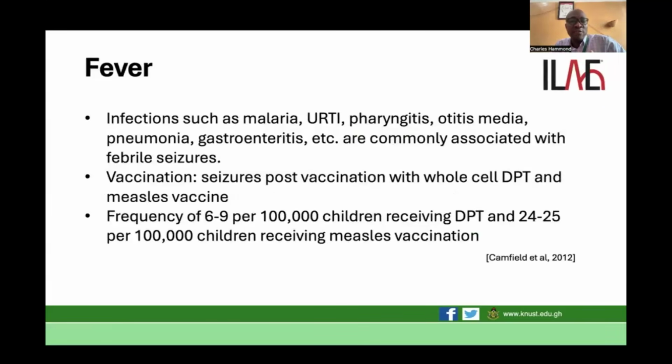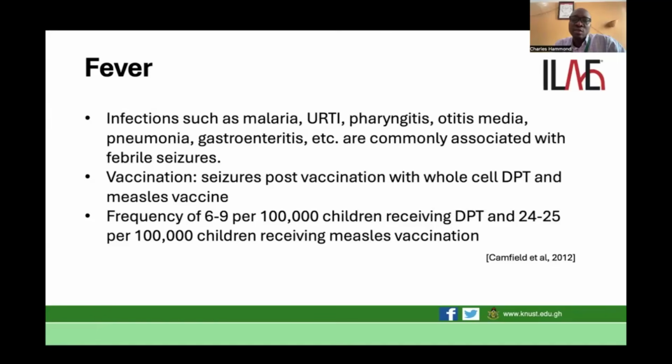Next is the fever. Infections such as upper respiratory tract infections, pharyngitis, otitis media, malaria, gastroenteritis, pneumonia. These are very common infections in children, and they are commonly associated with fever, and then also with febrile seizures. And vaccinations, especially with the whole cell DPT and then the whole cell measles vaccines, which were previously used in many countries, tend to generate fever, and these will also cause febrile seizures sometimes.